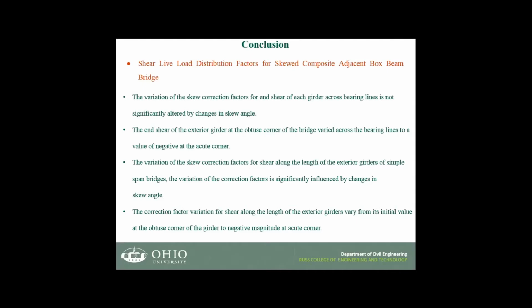The end shear of the exterior girder at the obtuse corner of a bridge varies along the bearing line to be negative at the acute corner, and the variation of the skew correction factor for shear along the length of an exterior beam of the span is significantly influenced by the change of the skew. The correction factor variation for shear along the length of an exterior girder varies from unity at the obtuse corner to a negative magnitude at the acute corner.